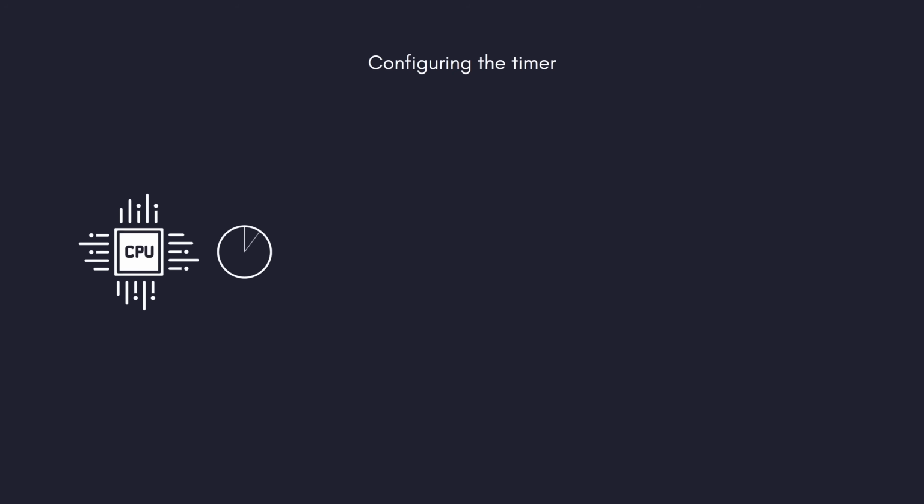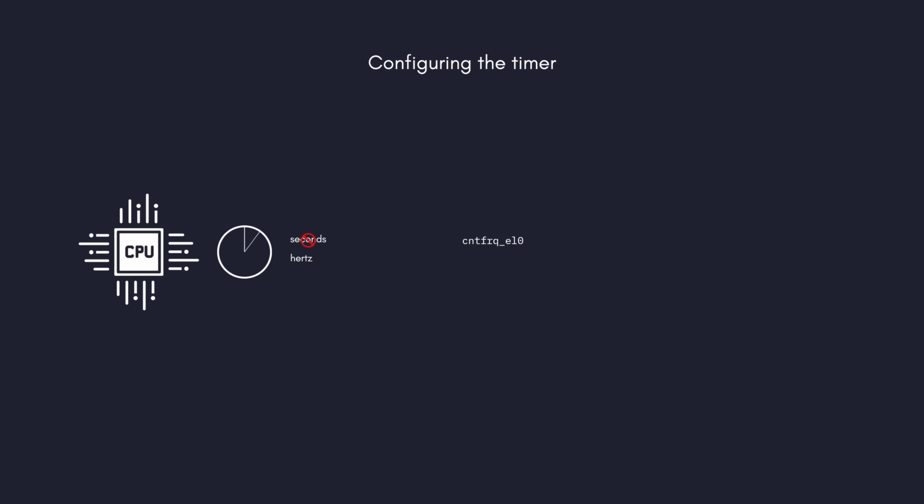So let's do that. The timer is part of the CPU, but the timer does not work with seconds as a timer normally would. Instead, it works with a frequency measured in hertz. First, we're going to need to know the frequency of the timer, which we can get from this register right here. This is a special register that the CPU holds so that we can configure the timer.